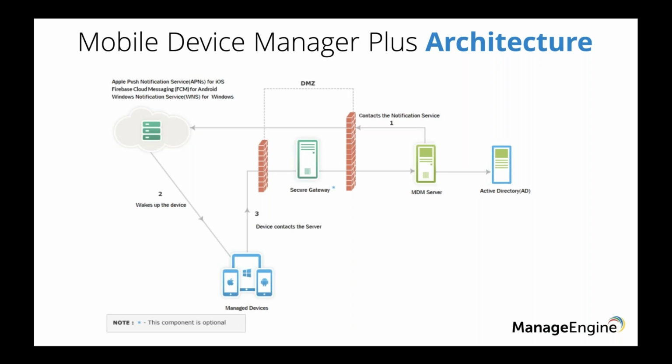So MDM has adopted a universal architecture which comprises three main components. One would be the mobile devices that are owned by you. Two, the MDM service that is provided by us. And three, the notification services that are maintained by the device vendors, namely Apple Push Notification Service, APNS for iOS, Firebase Cloud Messaging, FCM for Android, and the Windows Notification Service, or WNS, for Windows-based machines.